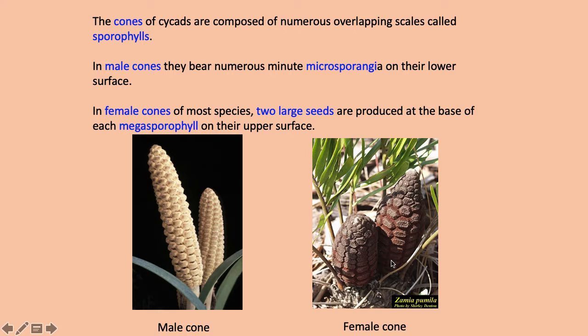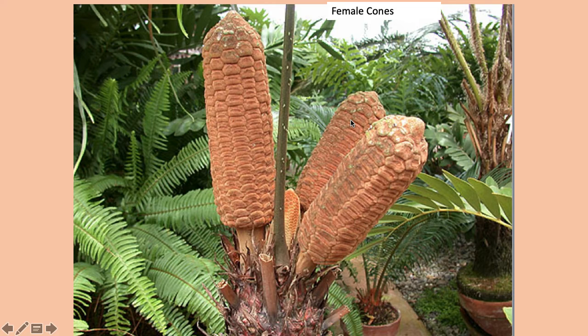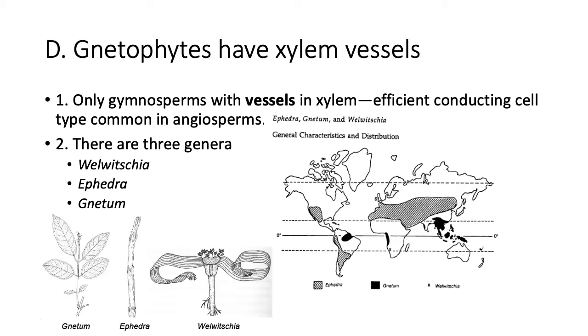The female cone tends to be at the base, and these guys obviously tend to be up higher. So the cones can be very massive, as you can see here, and pretty heavy, 95 pounds. Crazy. All right, some more female cones. All right, I'm done. Moving on to the third group, gametophytes.